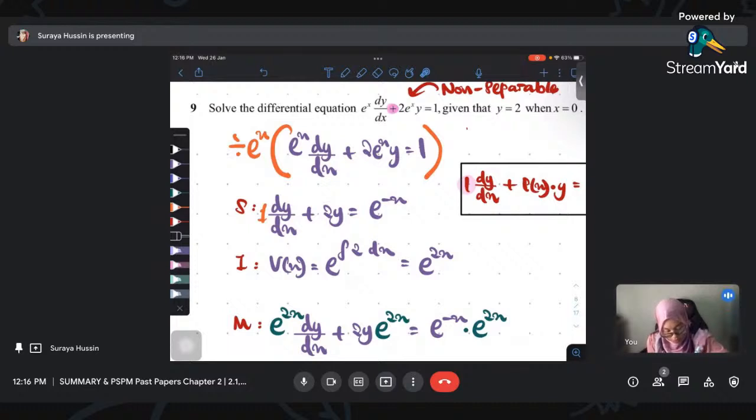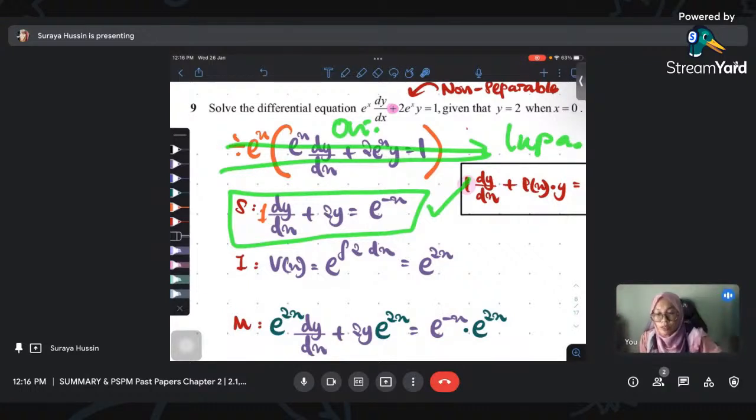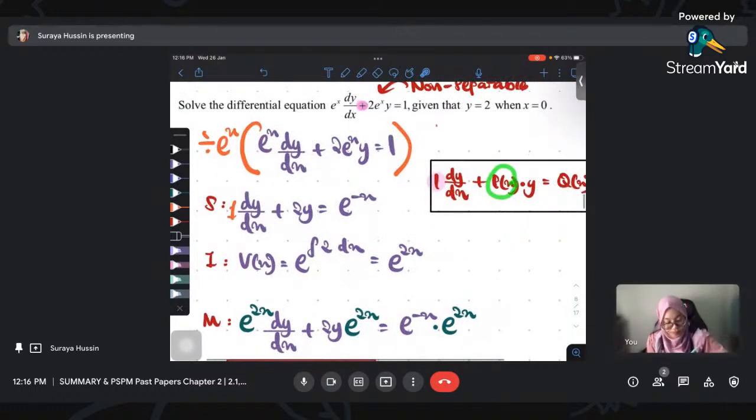And then you must only look at the simplified punya. Saya tadi kan hampir nak tertengok pada original punya tau. This is original. Okay, after you dah simplified, you boleh lupakan dah kot. Okay, sebab yang kita perlu sentiasa tengok, lupakan yang original dah. Yang kita perlu sentiasa tengok adalah yang simplified sahaja. Focus at the simplified.